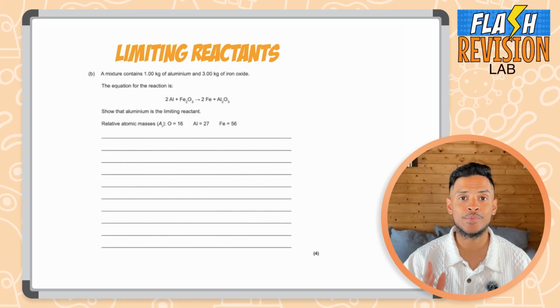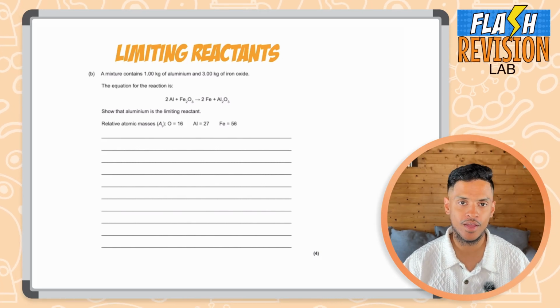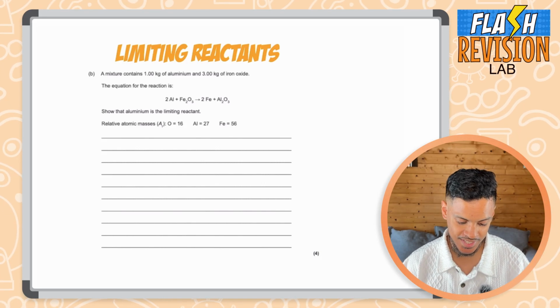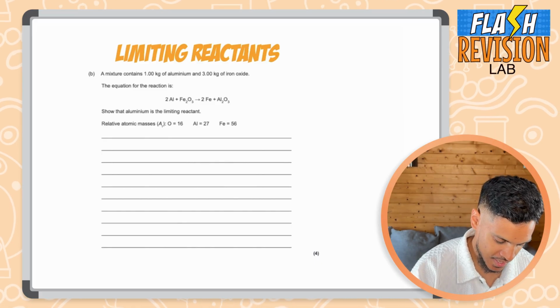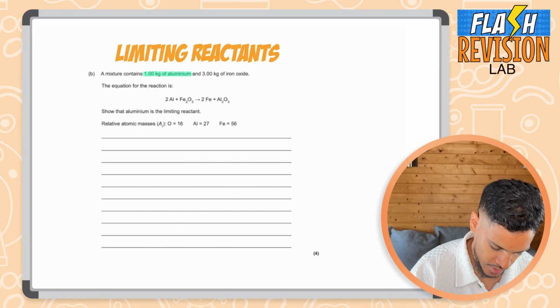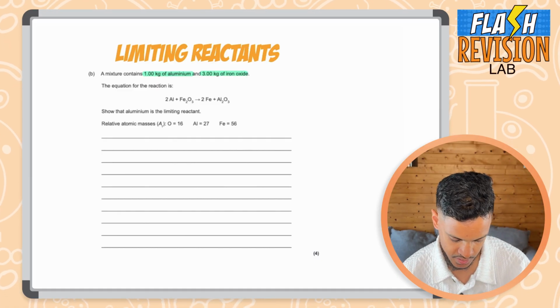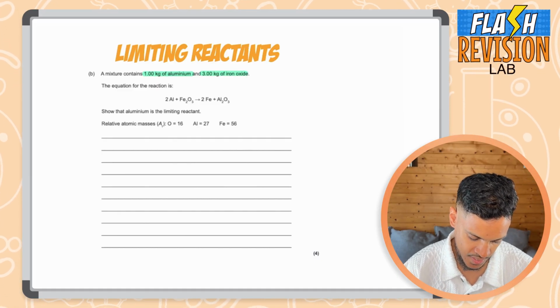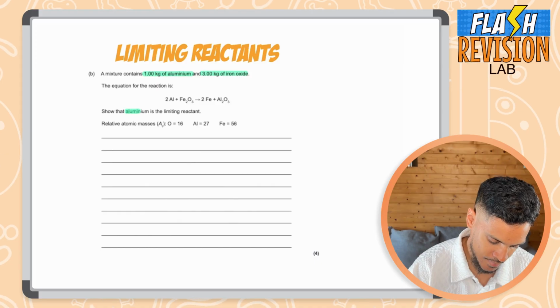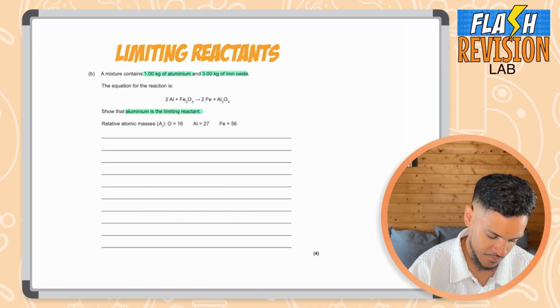Okay, so this is probably the most complicated type of mole calculation you can get in GCSE Chemistry. It says a mixture contains 1 kilogram of aluminium and 3 kilograms of iron oxide. The equation is given here and it says show that aluminium is the limiting reactant.